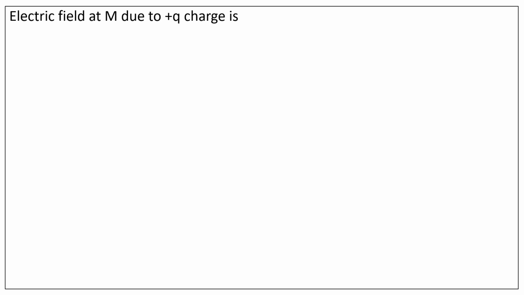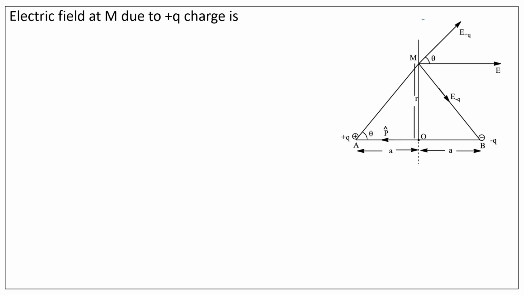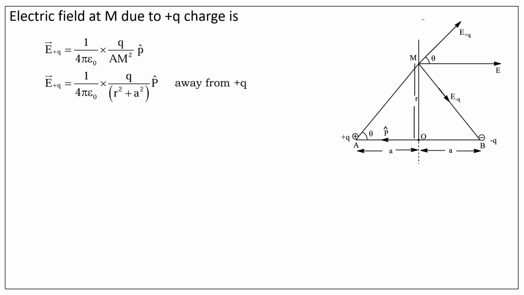Now, electric field at M due to plus Q charge is vector E plus Q is equal to 1 by 4 pi epsilon naught into Q by AM square into P cap. From the figure, AM square is equal to r square plus a square. Therefore, vector E plus Q is equal to 1 by 4 pi epsilon naught into Q by (r square plus a square) into P cap. Mark it as equation number 1.